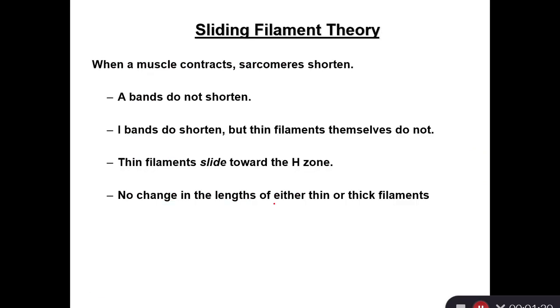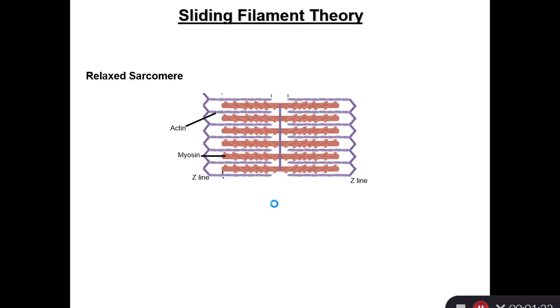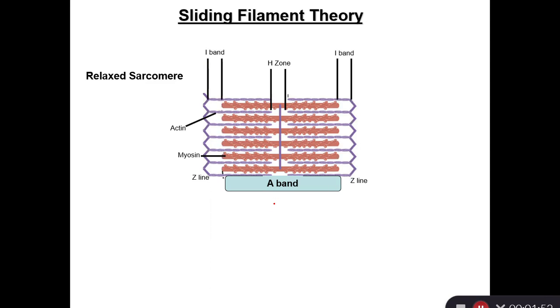What happens here to the sarcomere? So here is a relaxed sarcomere, and the A band is the whole length of myosin. Here is the H zone, which is the part in the center of the sarcomere that has only myosin with no overlapping actin. And here at the sides, we have the I bands, and they have only actin.